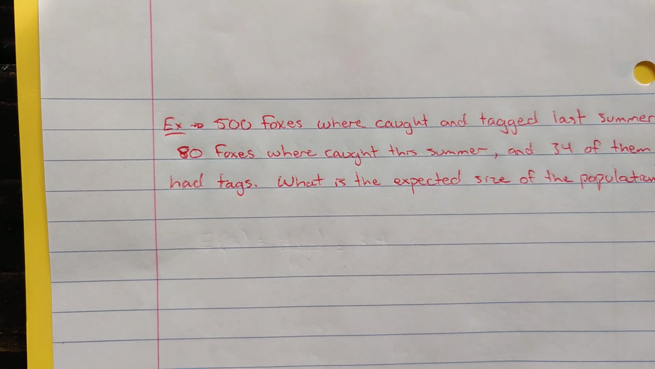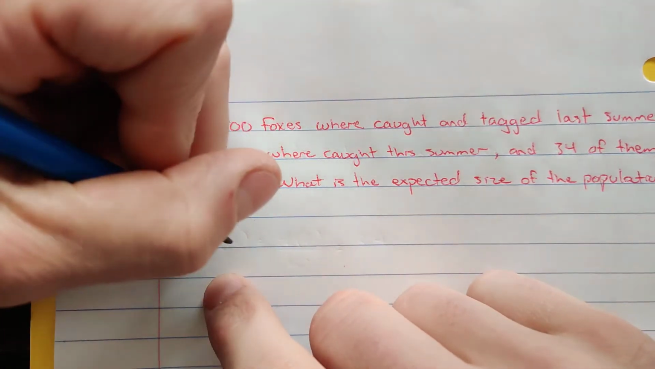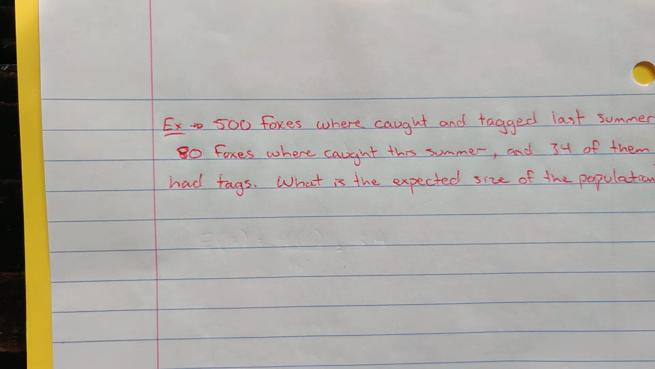Okay, one more question here. We're looking at using information to solve within our equation for our expectation. So this is something that does happen when they're trying to determine, say, a total population. So here we have 500 foxes were caught and tagged last summer. 80 foxes were caught this summer, and 34 of them had tags.